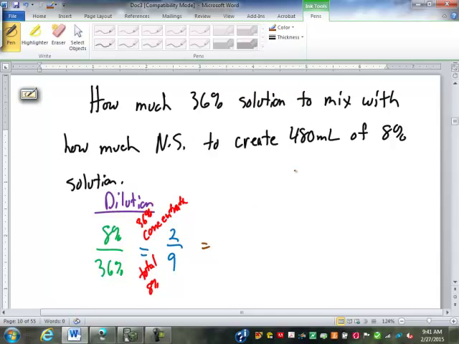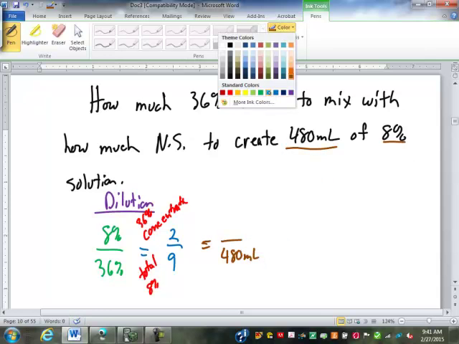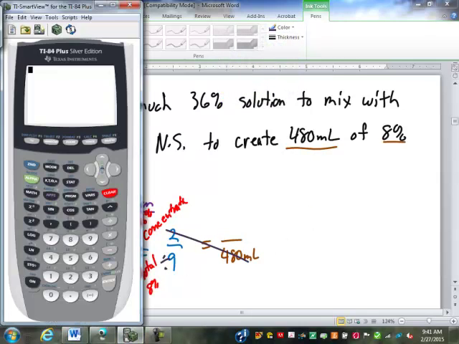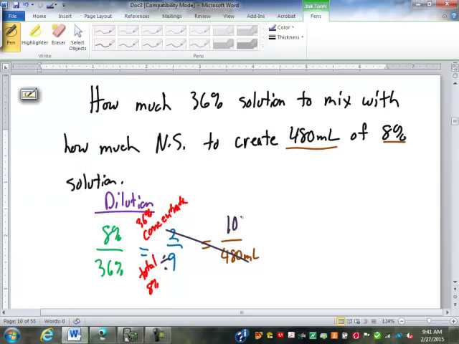We know we want to create 480 milliliters of the 8%. Cross multiply and divide. 2 times 480 divided by 9. It's going to give us an ugly one. 106.67 milliliters of the 36% solution.